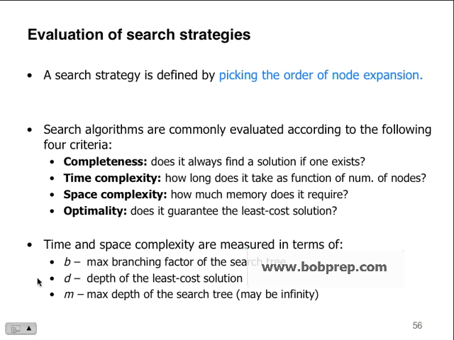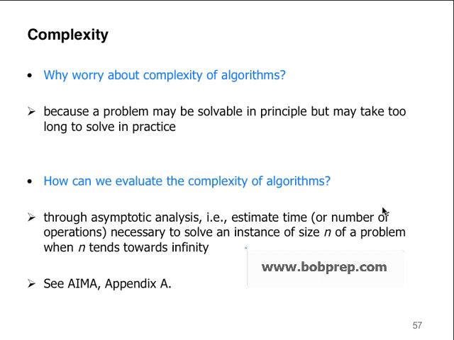So it's not for those people who like numbers and discrete final values and want to know the correct way of doing something. Then they're frustrated with artificial intelligence because that doesn't exist. It's all approximation. So time and space complexity are measured in terms of b, the maximum branching factor of a search tree, d, the depth of the least cost solution, and m, the maximum depth of the search tree, which might be infinity, actually, depending upon how you're searching.